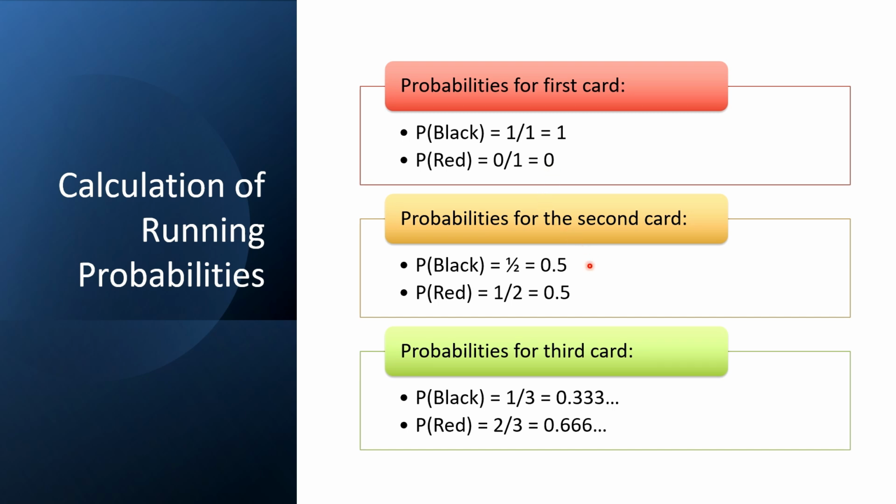Now we went to the second card. The second card was red. So now we have one black card and one red card in our sample space of 2 cards. So we get an equal probability of 0.5 for both red and black. Now we went to the third card, which was red also. So we still have one black, so 1 divided by 3 is 0.333, on and on. And the probability of red is 2 divided by 3, which is 0.666. So there are our probabilities. Now we'll do this for each one of them.